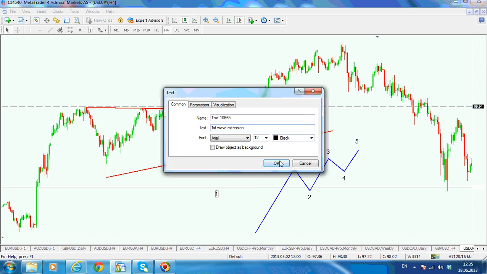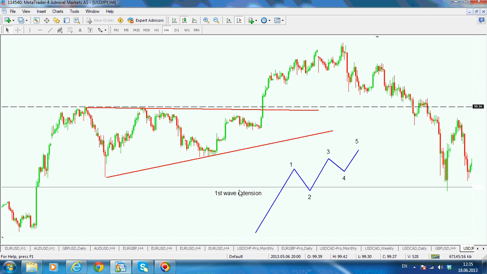Now, once again, keep in mind, in order to have one wave extended, it is to be higher than 161.8% out of the next longest wave. So you just measure the third and the fifth wave. You take a look at and see which one of them is the longest one, in this case the third wave, and you apply it to the end of the first wave here.